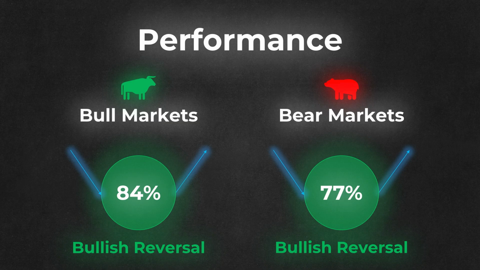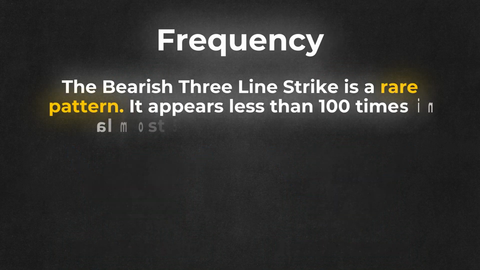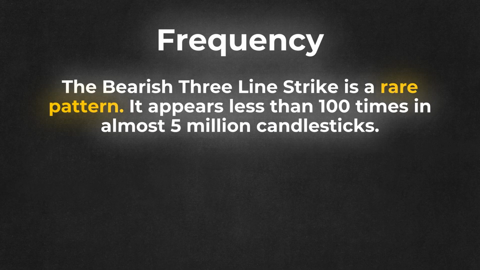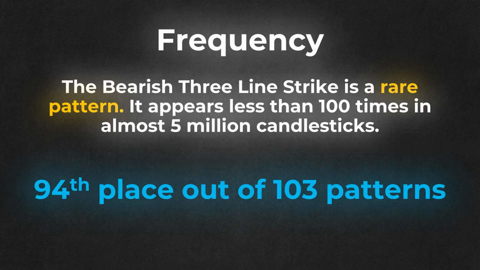Even though the bearish 3-line strike works well a lot of the time, it has one major disadvantage. It's a rare pattern. It appears less than 100 times in the massive data set of almost 5 million candles analyzed by Bukowski. Out of the 103 candle patterns, this one placed 94th in terms of frequency. In other words, one of the top performing candle patterns in overall terms is also one of the rarest.